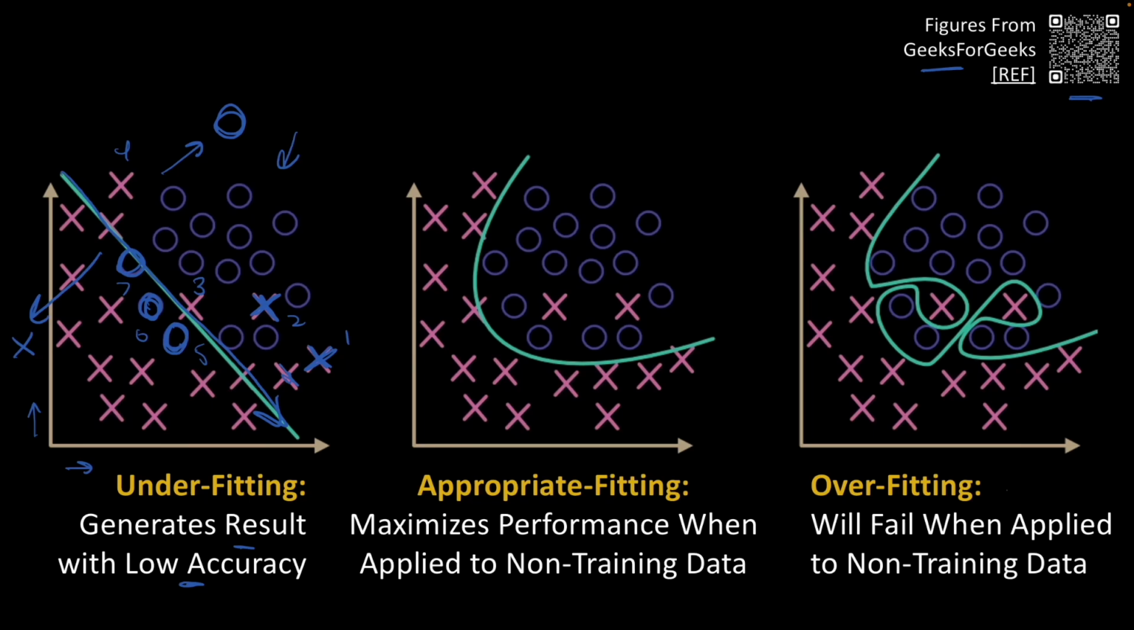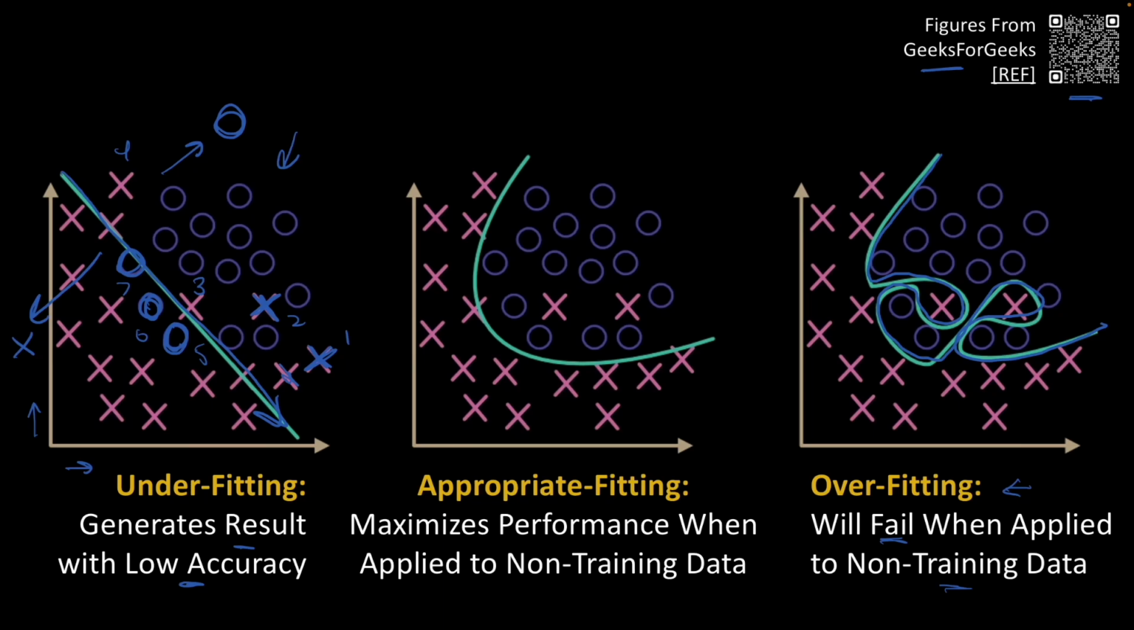Now on the far right, we see an overfit result, overfitting. And this is the case where we have trained this so much, it does a very good job, right, of separating the X's from the O's. In fact, for this specific data set, it does it perfectly. But this result will fail when applied to a non-training data set. It's so specific to this training data set that, one way of saying it is, it's gone overboard.